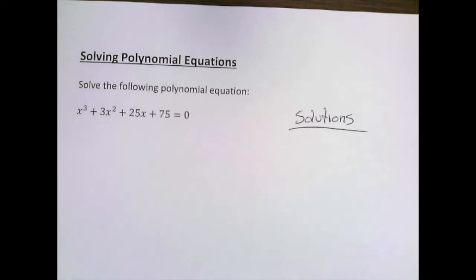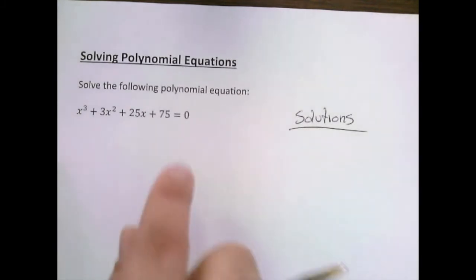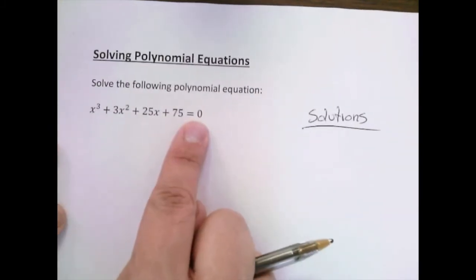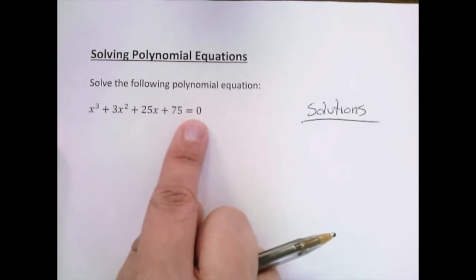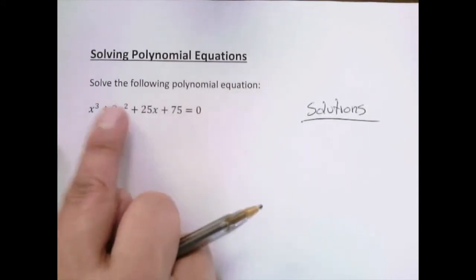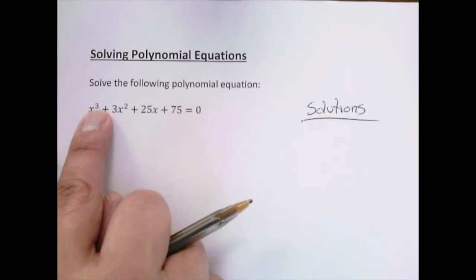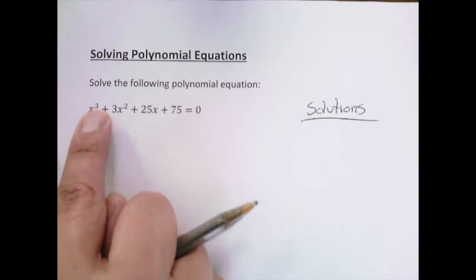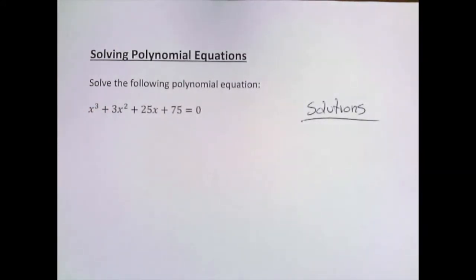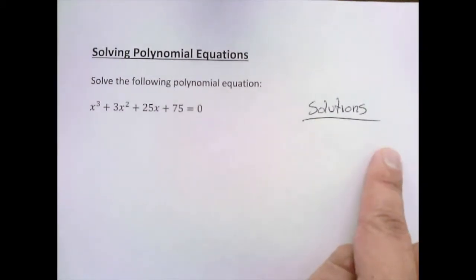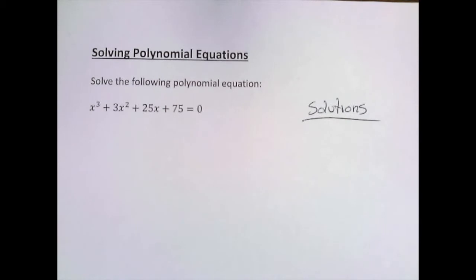There are some clues here that tell you how many solutions we're supposed to get. When you look at the polynomial equation, look for the degree of this polynomial, the degree being the highest power, which is 3. So when we have a degree of 3, that tells me I'm supposed to have 3 solutions. Until I get all 3, I know that there is more to be found.